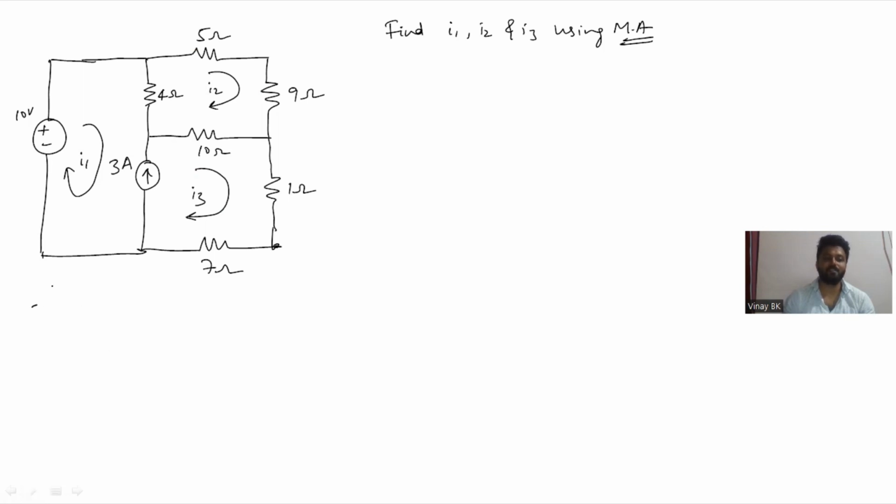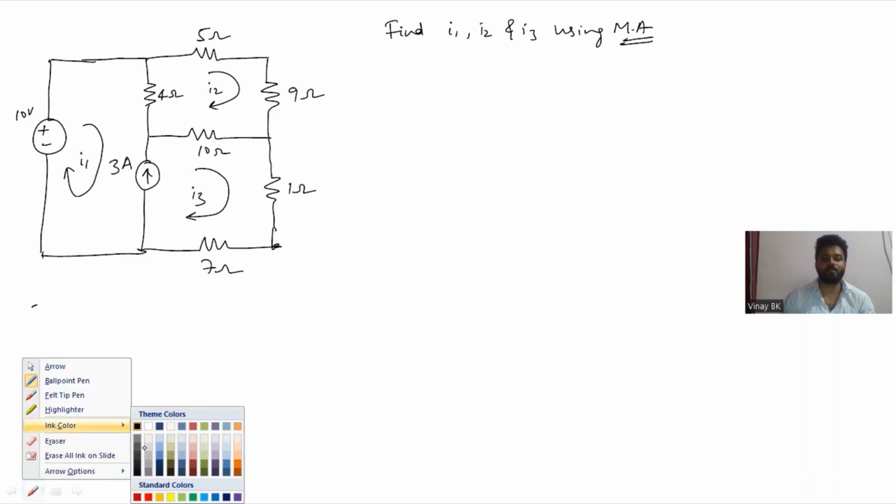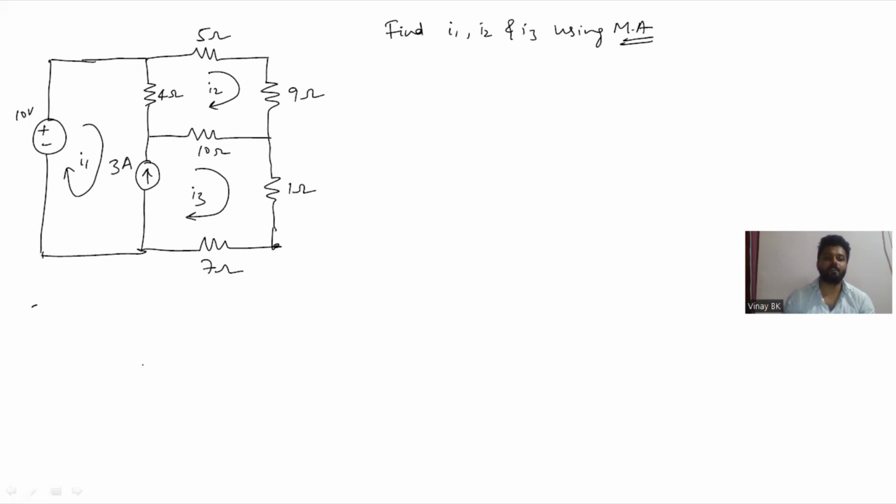Current source between two loops. So what are those two loops? Those loops are nothing but I1 and I3. The 3 ampere source is in between I1 and I3, so you can call that a super mesh. You can get one equation from the super mesh, so I will write it directly.